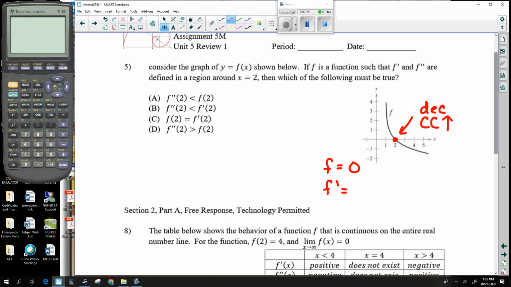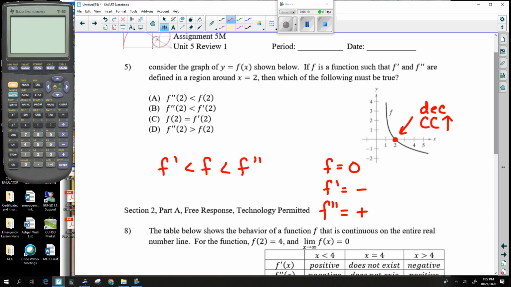So the derivative is the slope, and I see that since this is decreasing, this is going to be a negative number. The slope is decreasing. And because this is concave up, that implies that the second derivative is positive. So, putting this all together, f prime is less than f, which is less than f double prime, because this is negative, this is 0, and this is positive. So that's kind of the way it works.